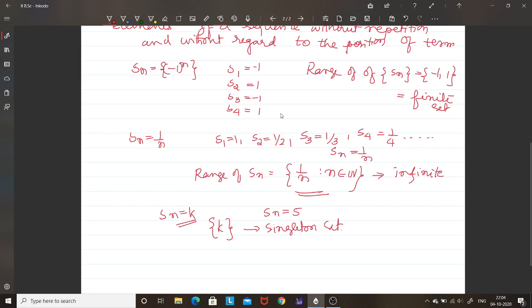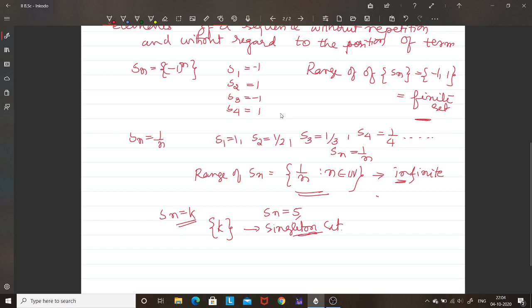We can note two things on the basis of this discussion of the range of Sn. One is that your range may be finite or infinite. Singleton is a finite set. The second thing is that it is never empty. You cannot have an empty set as the range of a sequence. You should have a value, because if you take n, you can get at least one value.